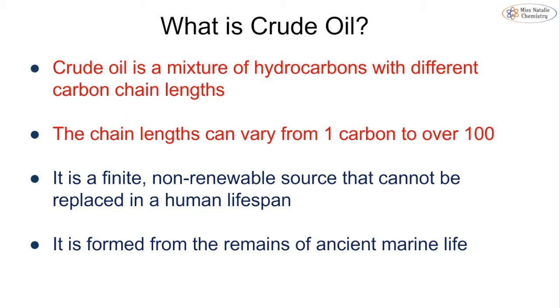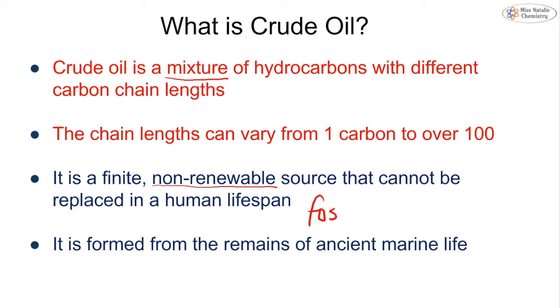So first of all, let's start off with what crude oil is. Well, crude oil is a mixture of hydrocarbons, and it's got lots of different chain lengths. We can have carbon chain lengths from 1 carbon up to over 100. And this is a very dark, sticky mixture, and it is not particularly useful when it is in its natural form. It is a finite, non-renewable source, and we cannot replace it in our human lifespan.